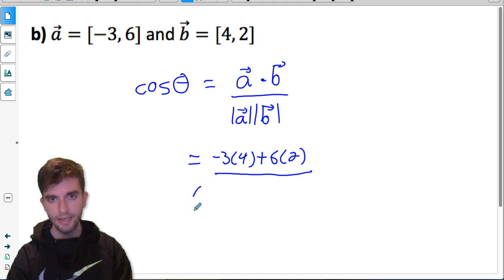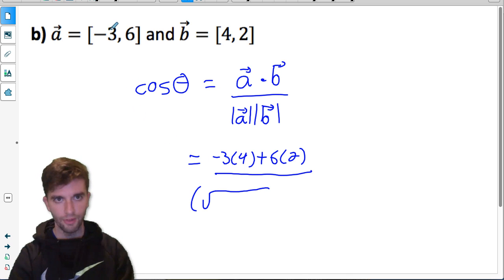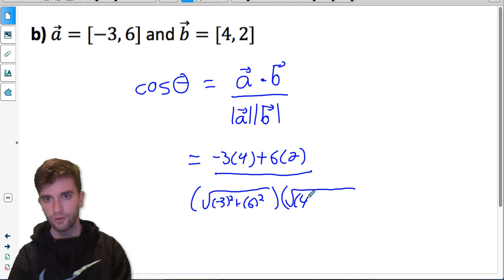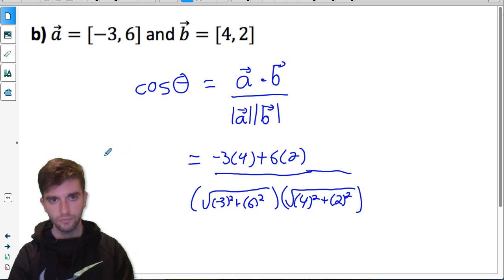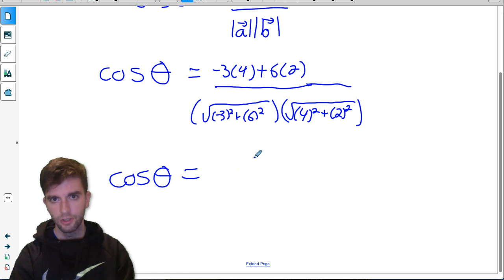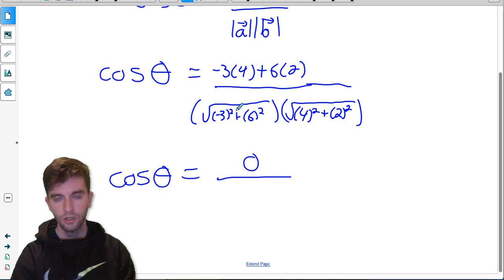The magnitude of a, I would do the square root of the sum of the squares of the components. So the square root of -3 squared plus 6 squared. And the magnitude of vector b, I would do the square root of 4 squared plus 2 squared. And this is what cosine of the angle equals. Let me simplify that ratio before I evaluate the angle. So I have -12 plus 12. Well, that's 0. So I have 0 over 9 plus 36, that's root 45.